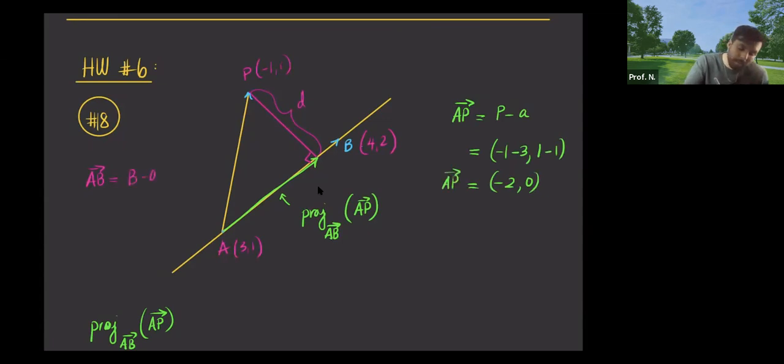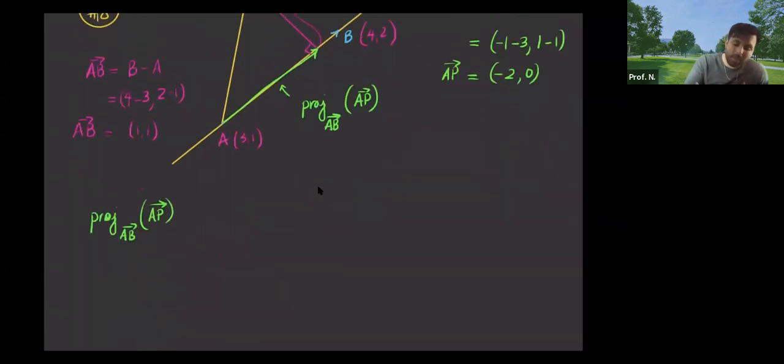And then what's AB? AB is B minus A. So B is 4, subtract 3. And then it will be 2, subtract 1. And I got 1, 1. And then what's the projection formula?